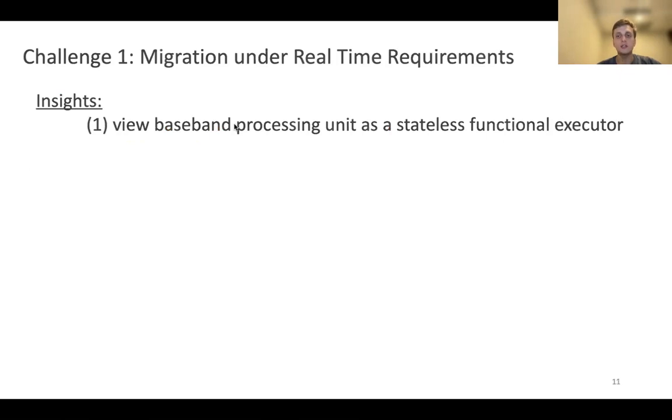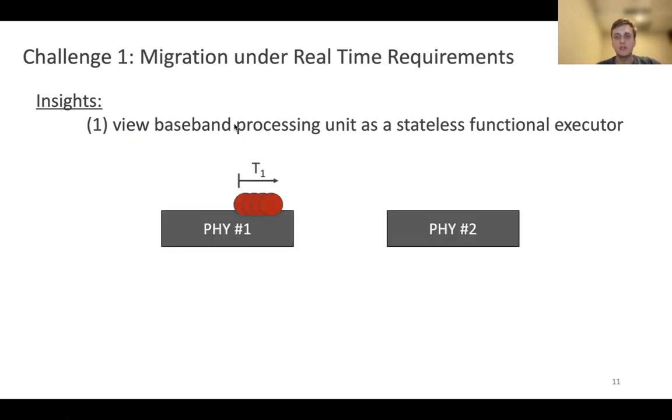The first challenge is how to move baseband processing between servers in real time. Our main insight here is to view wireless signal processing as a stateless functional execution. Let me show this with an example. Suppose the PHY receives a bunch of signal samples to process at the time window T1. During the processing, it generates an intermediate state, shown with red circles. Then, it receives the next batch of samples for the window T2, which will produce its own state.